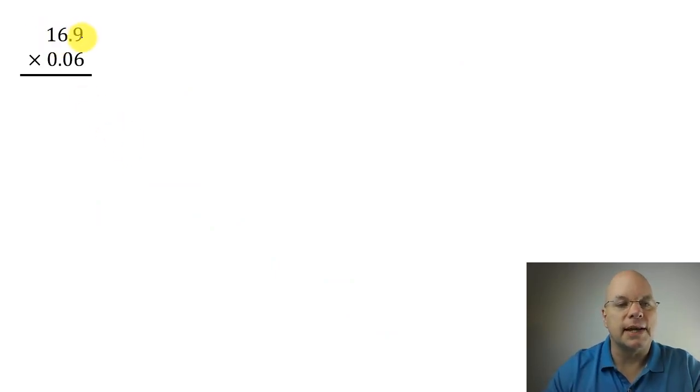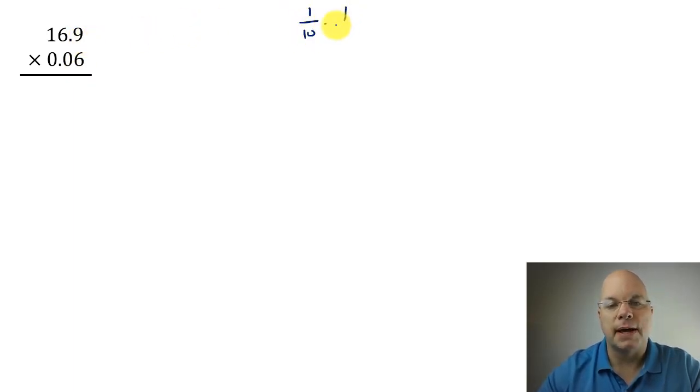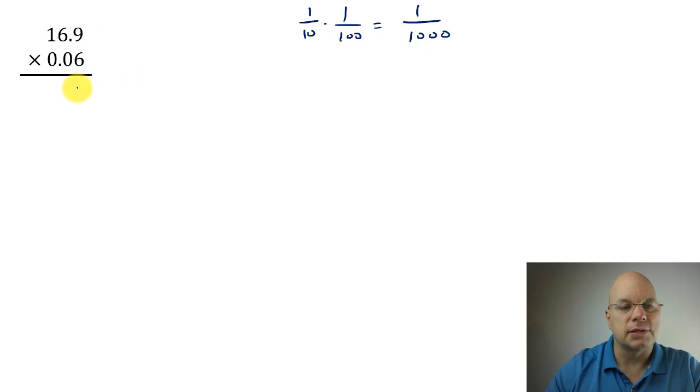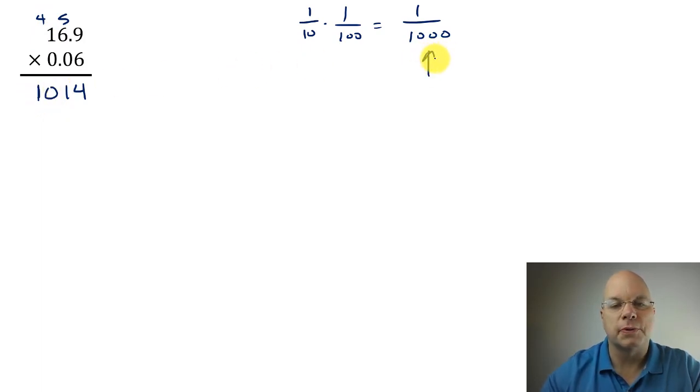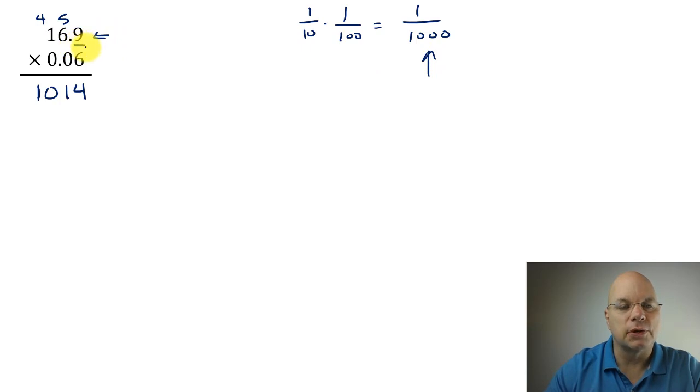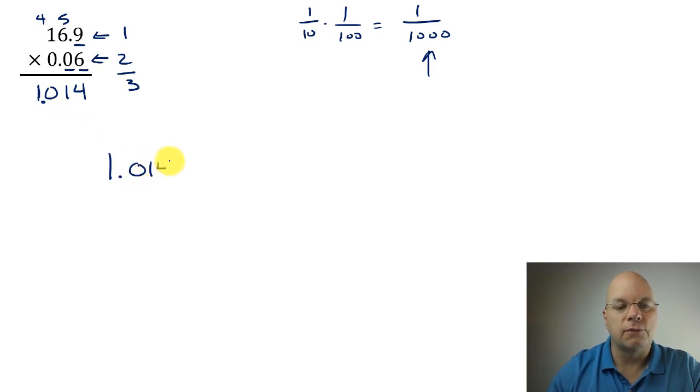In this case, we're multiplying 16 and 9 tenths by 6 hundredths. So I know if I have tenths multiplied by hundredths, my product should be thousandths. 9 multiplied by 6 is 54. Carry the 5. 6 sixes is 36, and 5 is 41. Carry the 4. 1 multiplied by 6 is 6, plus 4 is 10. And if this number needs to end in the thousandths place, if I have 1 digit after the decimal in this factor, and I have 2 digits after the decimal in this factor, I should have 3 digits after the decimal in my product. And so I need to place the decimal here in order to have 1, 2, 3 digits after the decimal. So this is 1 and 14 thousandths.